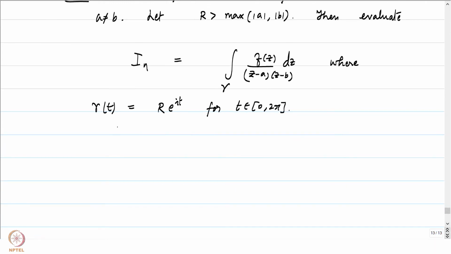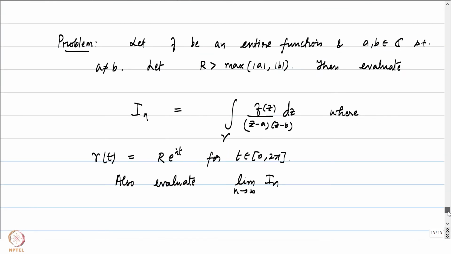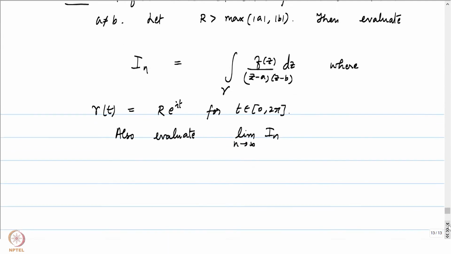Further, evaluate the limit n going to infinity of I_n. So I missed a very crucial condition here. Let me add the condition of boundedness. Let f be a bounded entire function. That is how Liouville's theorem is going to come into the story. Let's see.